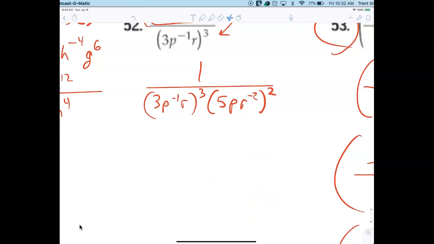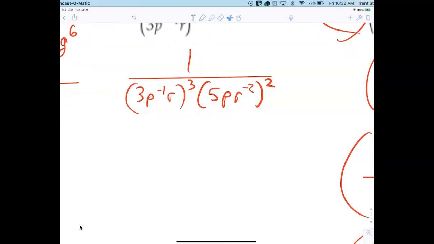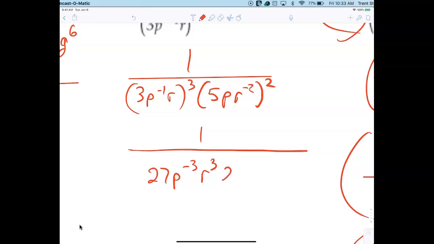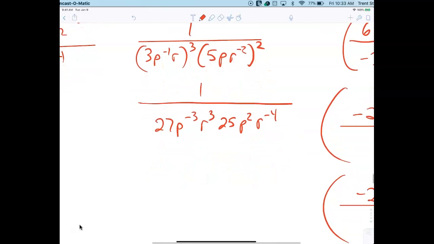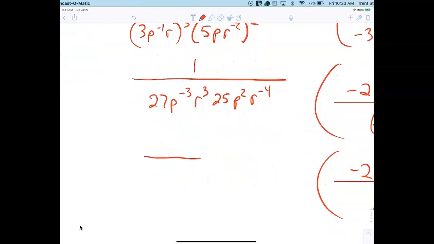What am I going to do? And then would it be 27? Yes, it would be. p to the -3. Good job. And then r to the third. Yep. And then 25, good. p to the second and r to the -4. Very good. Okay, so now let me make a new fraction.